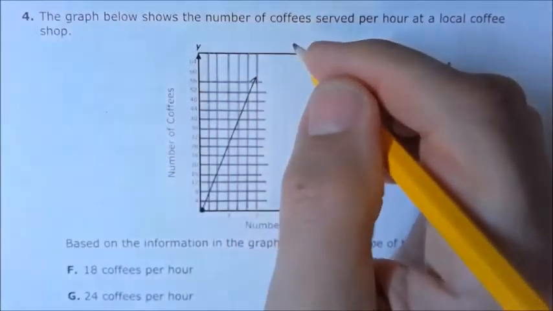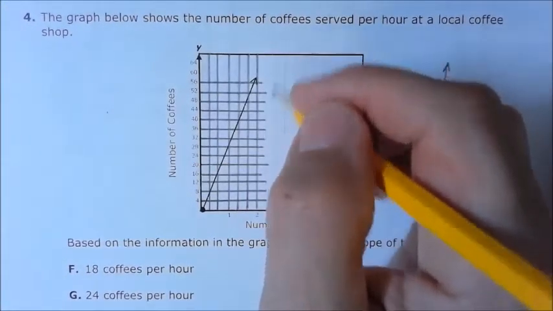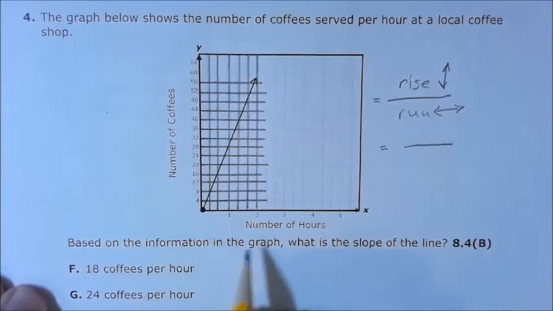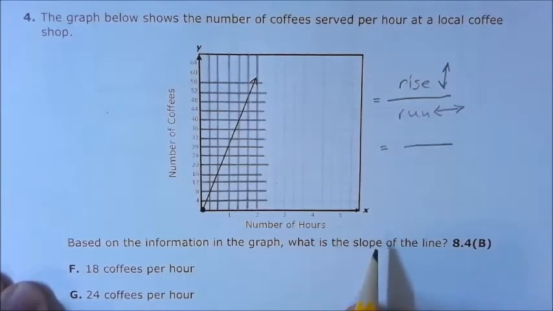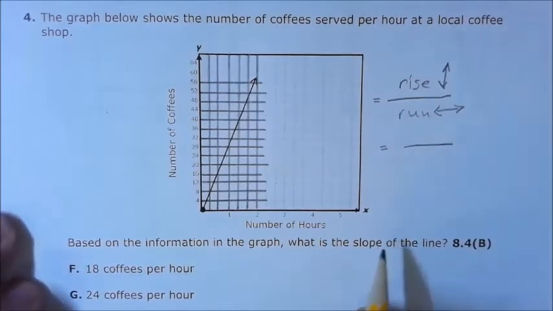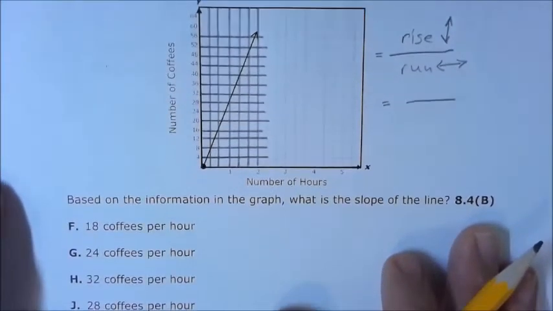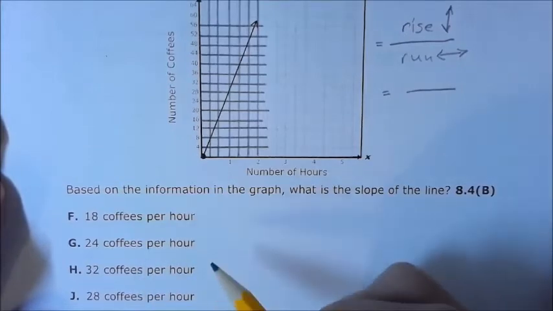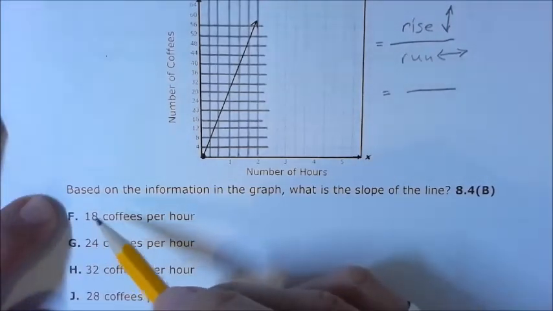There we go. And that's enough for us to get a pretty good idea of where it's crossing. So it says, based on the information in the graph, what is the slope of the line? So we want to know the slope of the line, and it gives us some answer choices. So what I would say is, as we're looking at the slope, we can go through here and see which one best represents it. So it's saying 18 coffees per hour.